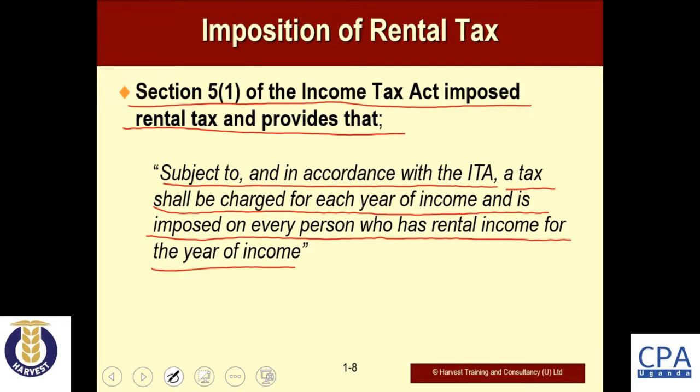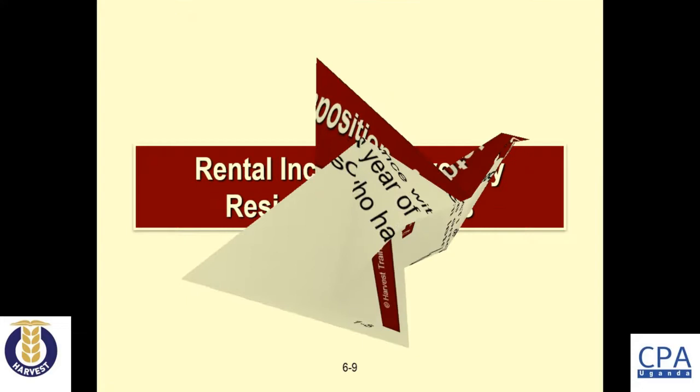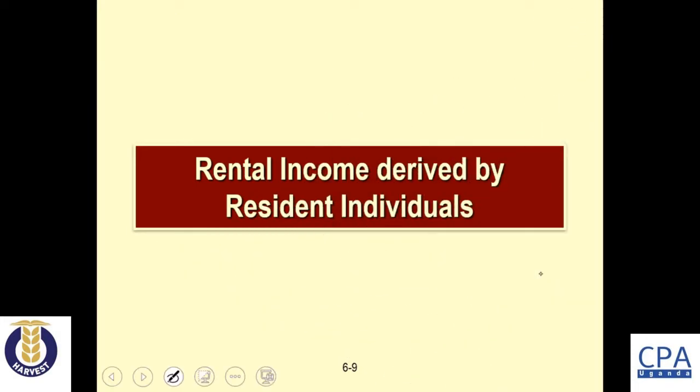So, as you have seen here, definitely this is the sovereignty of the government, and the government here is informing us that if you have any rental income for the particular year of income, then you're supposed to pay a tax, and this is our rental income tax. So it means that this is legitimate and therefore should be paid willingly by all those individuals indicated here. So we continue after looking at the legality of this tax.